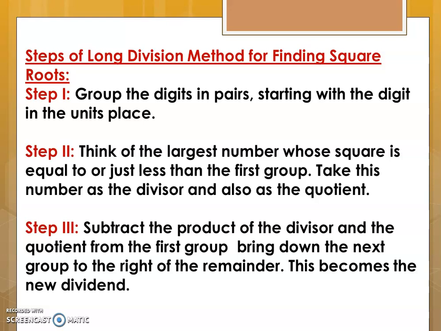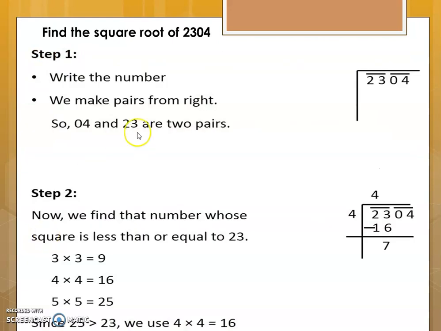So the first step is to group the digits in pairs starting with the digit in the units place. Now what is the meaning of that? We will see the example here. You have to find the square root of 2304 using the division method.